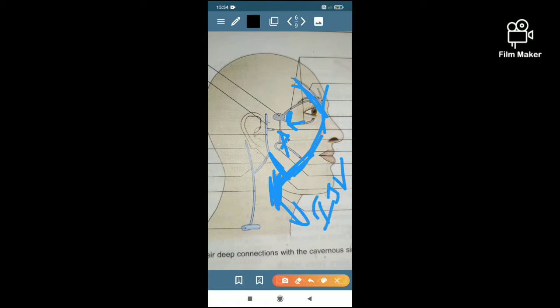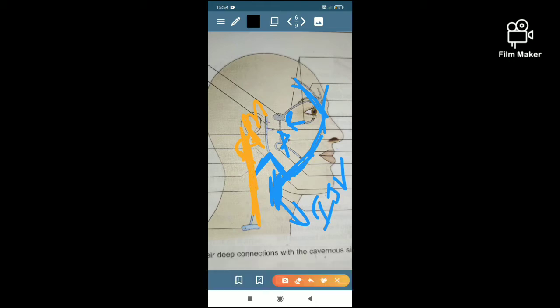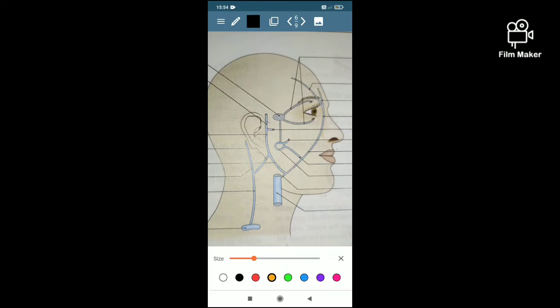So this is the posterior division of the retromandibular vein. You can see here, this posterior retromandibular vein unites with the posterior auricular vein. This is the posterior auricular vein here. Posterior retromandibular vein unites with posterior auricular vein to form the external jugular vein. Here it forms the external jugular vein. This external jugular vein ultimately drains into the subclavian vein.